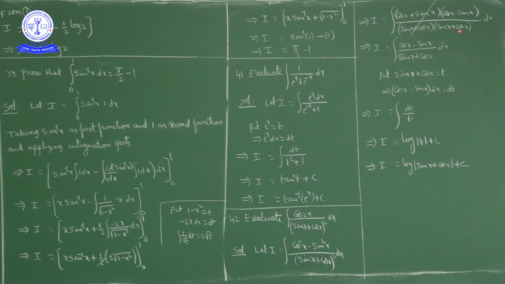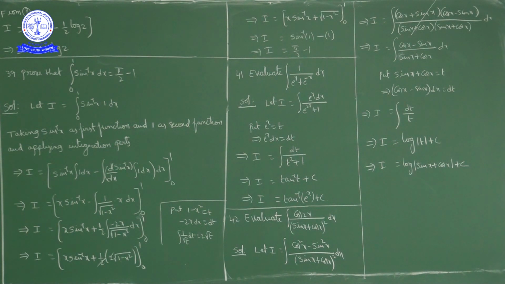So sin x plus cos x into sin x plus cos x. What is the advantage? sin x plus cos x, sin x plus cos x cancel. So I is equal to the integral of cos x minus sin x dx upon sin x plus cos x. Okay, I will put the denominator equal to t. Put sin x plus cos x equal to t. The derivative of sin x is cos x, plus the derivative of cos x is minus sin x, so cos x minus sin x dx is equal to dt. So the entire numerator part is what? dt, and the denominator is t. So I reduce this to integral 1 by t dt.